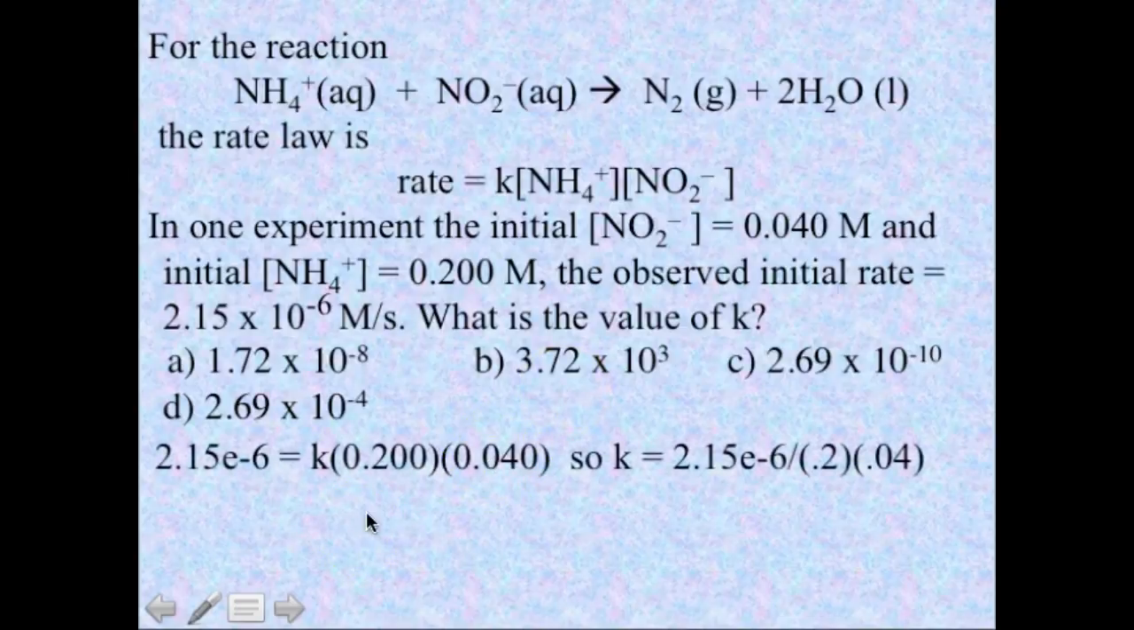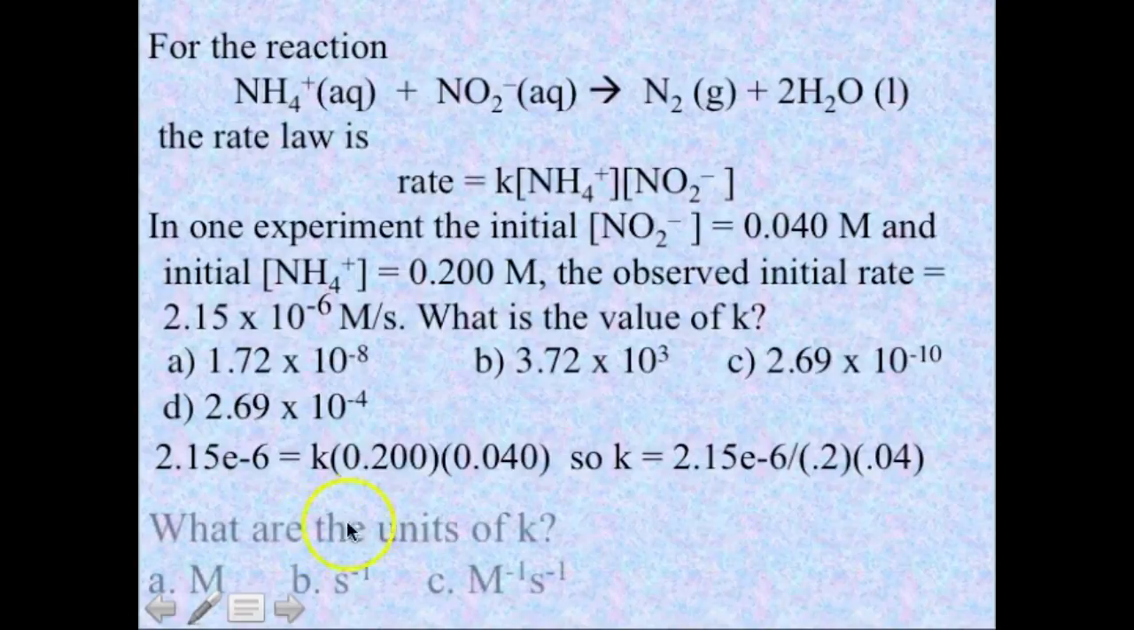Here it is. Those of you who found that the answer was 2.69 times 10 to the minus 4, you're right. Now, what are the units of K? This is a second order reaction with ammonium ion and nitrite ion. The overall order is the second order reaction. Therefore, C is the correct answer for the units of K.